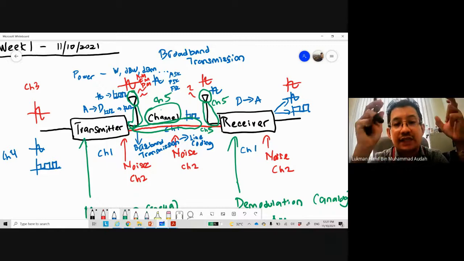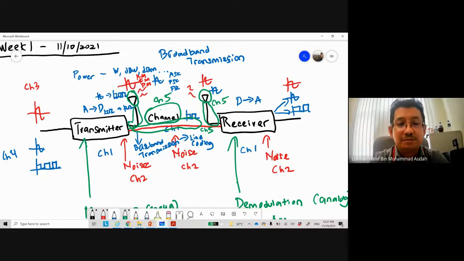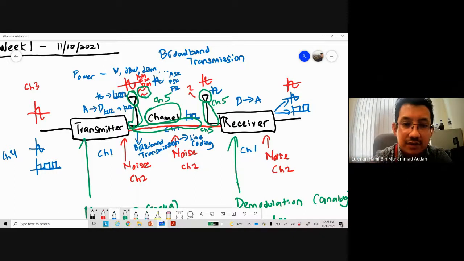The second part is the antenna. What about the third part? The third part is propagation. So it is about the wave, the characteristics of the wave. Okay, the characteristics of the wave are chapter 5.